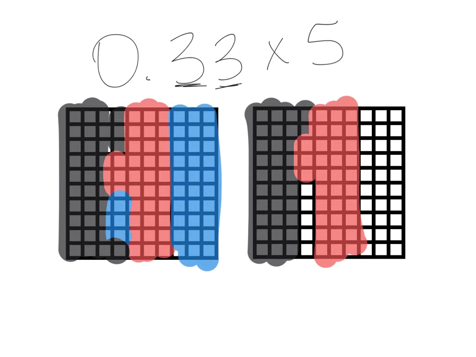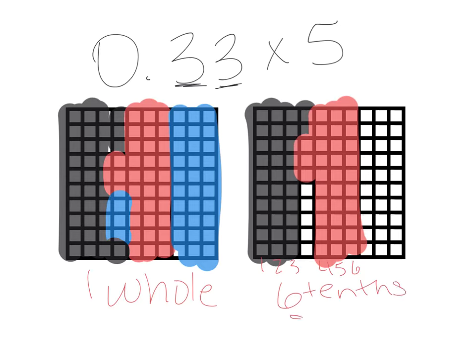So when I go and I look, I have one whole decimal grid colored in, and then I have 1, 2, 3, 4, 5, 6 tenths, and then 1, 2, 3, 4, 5 hundredths. So write that as a decimal. That is 1 and 65 hundredths.